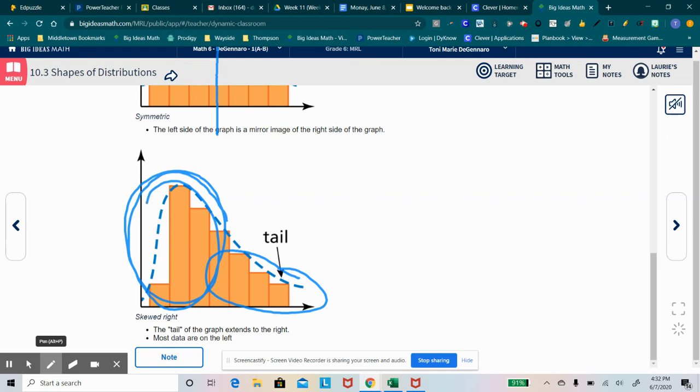All right, so go back to this video if you need to, rewind it, go back to 10.3, go to key ideas, and you'll be able to look at this exact video and the exact lesson.